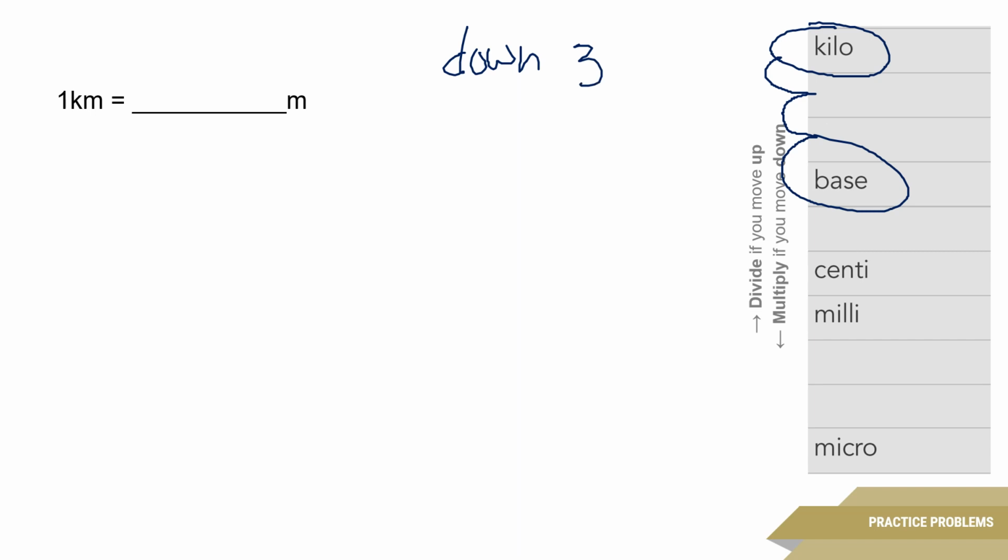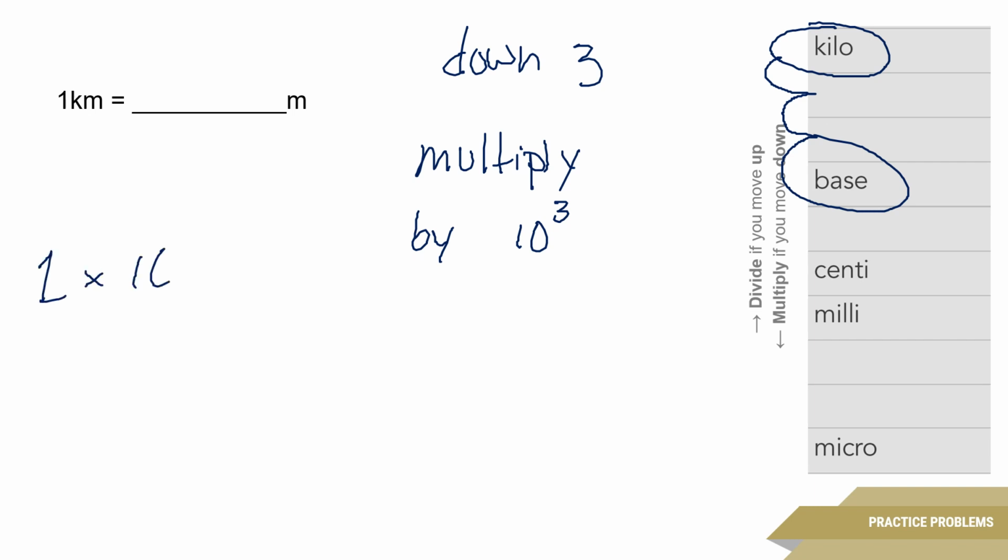Down 3. Yep, that's my handwriting. And according to the chart, if you move down, you have to multiply. And what do you multiply by? The power of 10. So we're going to multiply by 10 to the third power, because we moved 3 spaces down. So we're going to do 1 kilometer times 10 to the third power.